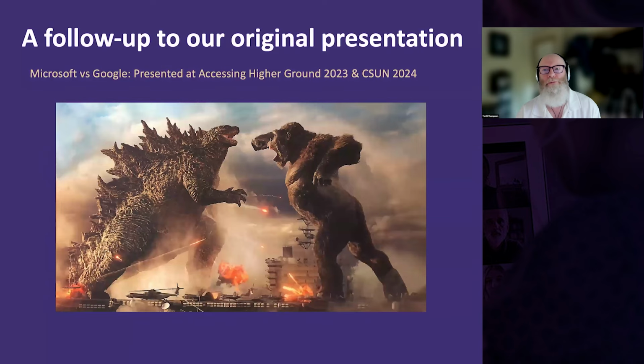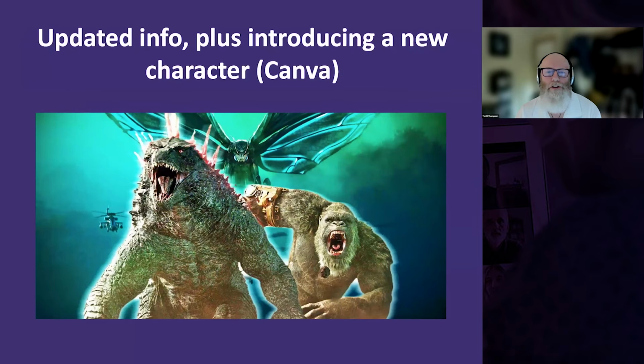If anybody saw this presentation at either Accessing Higher Ground or at CSUN, we framed it as the big match between the giants. So Godzilla versus King Kong. Of course, there was no violence. It was not a knockdown, drag-out between Microsoft and Google. This was just something that we thought would be kind of fun. And this year, because we've added a new character, we're throwing Mothra into the mix as well. But again, no violence, and we're not intending to pick a winner here.